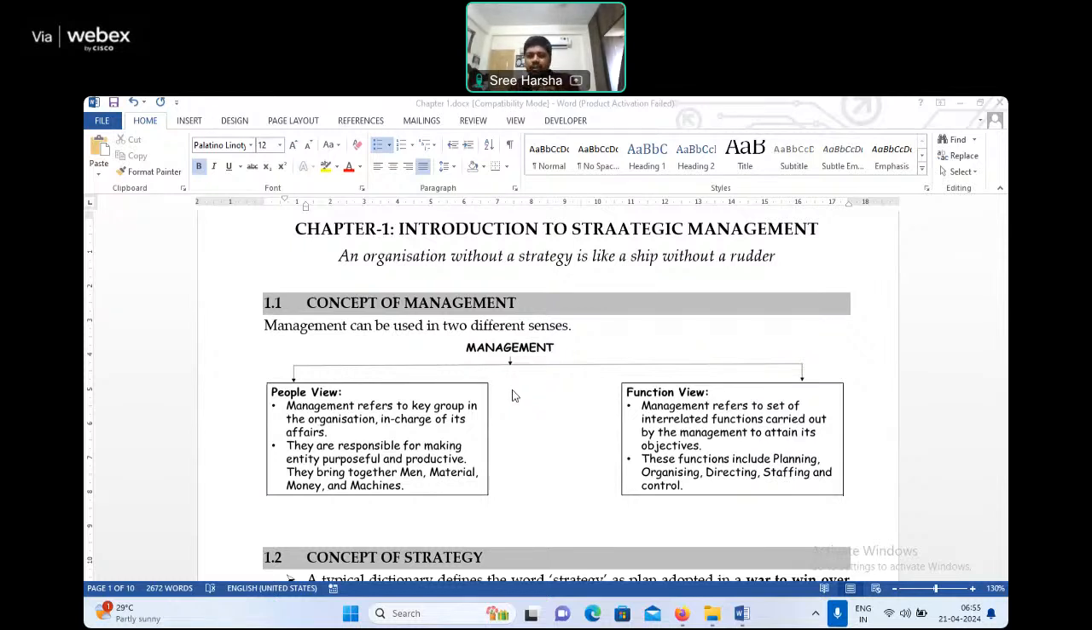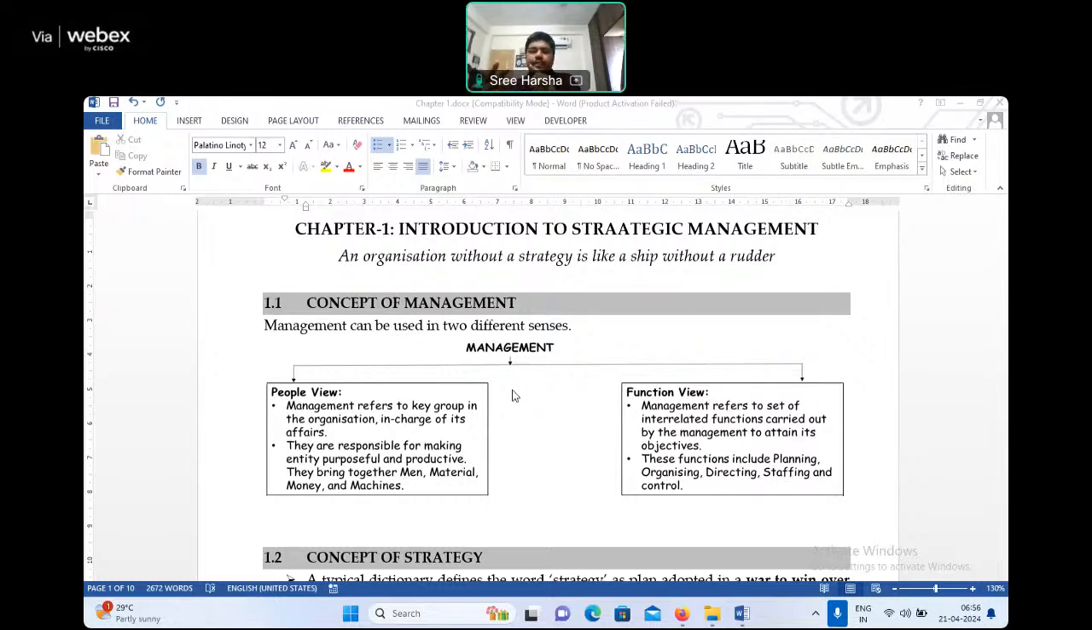This is a theoretical subject, especially a management subject. So usually the initial chapters will always be about definitions, and in subsequent chapters we will start discussing the game plans and actions. In chapter number 1, the first part, there are definitions relating to these aspects. Mainly, there is a definition of management, a definition of strategy, and a definition of strategic management. So strategy, management, strategic management.